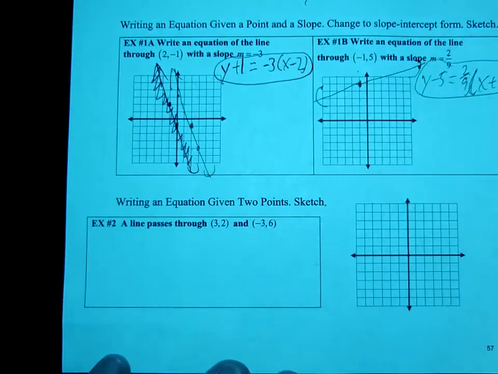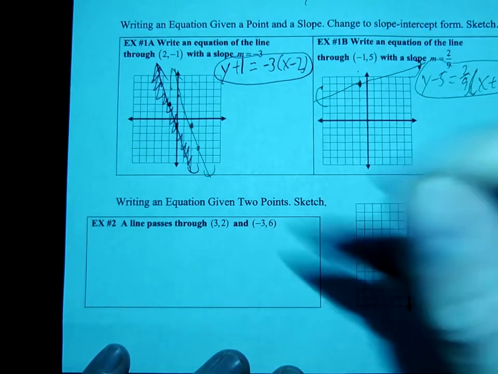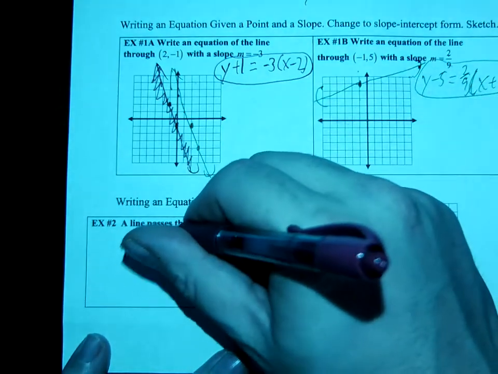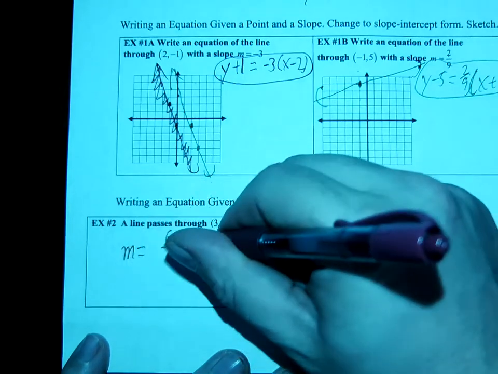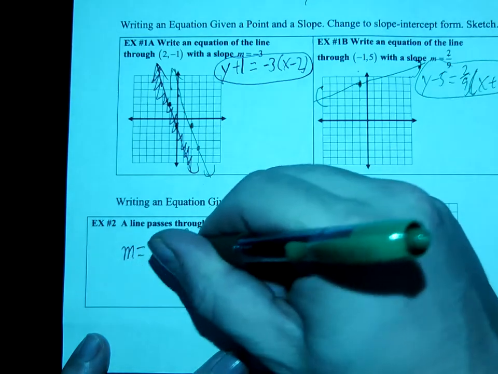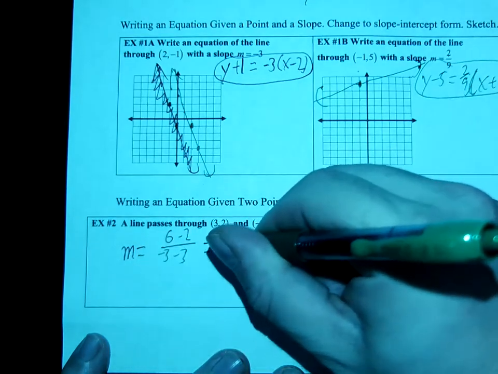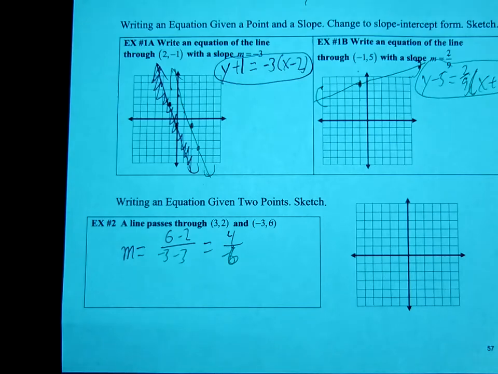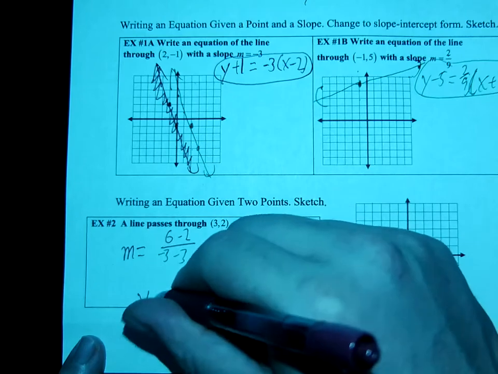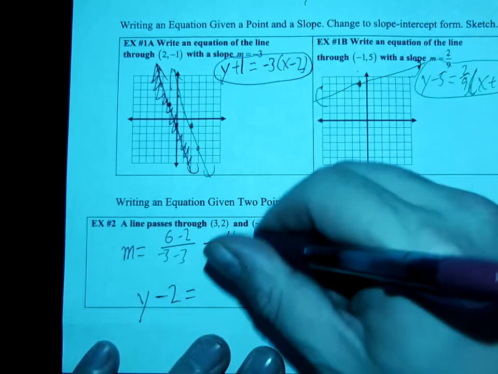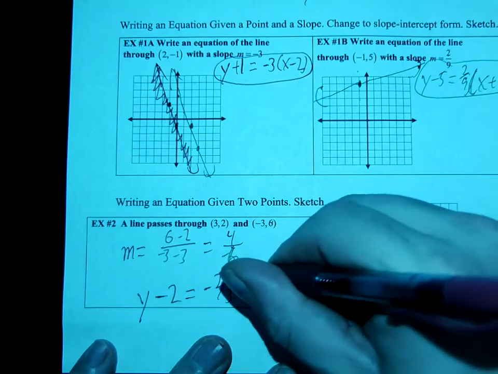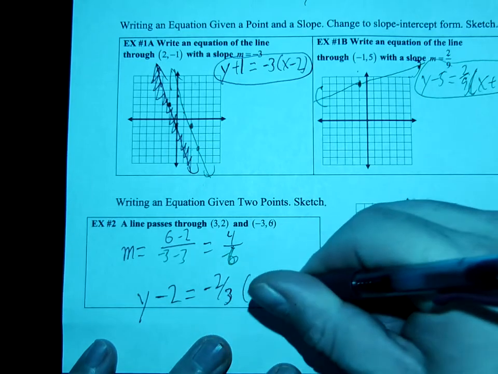Alright, so write the equation given 2 points. For this, I'll find the slope first. I'll take the y's and subtract: 6 minus 2 is 4. Then I'll take the x's and subtract: negative 3 minus 3 is negative 6. There's my slope. And then I'm going to use point slope form. Use either point, it doesn't matter. So I'll take the first point, y minus 2 equals, if I want to reduce that into 2/3, that's fine, negative 2/3 times the quantity x minus 3.